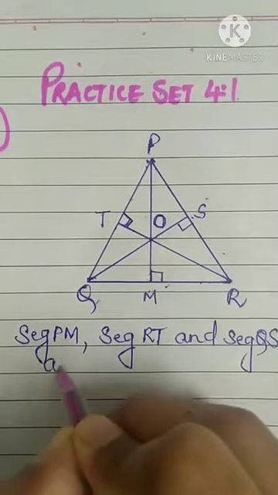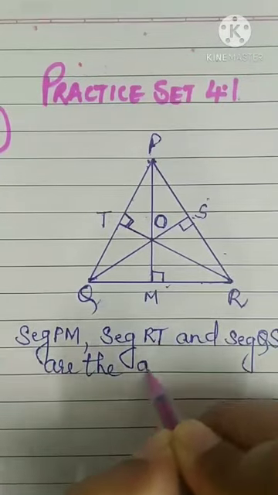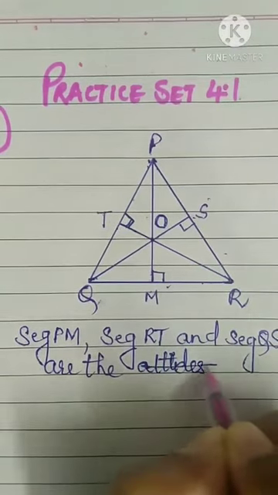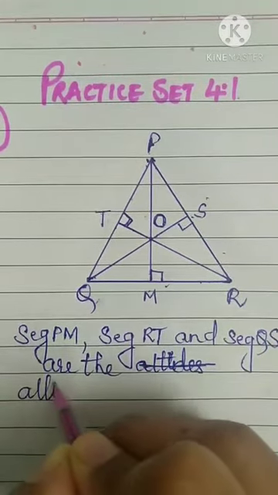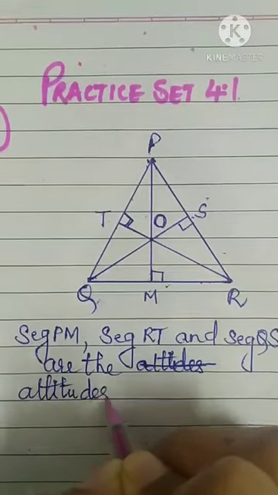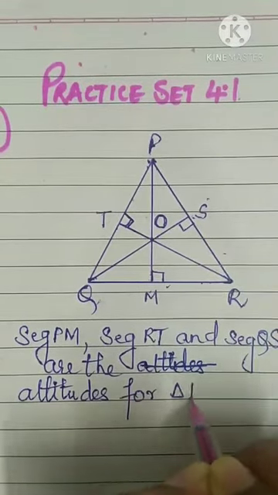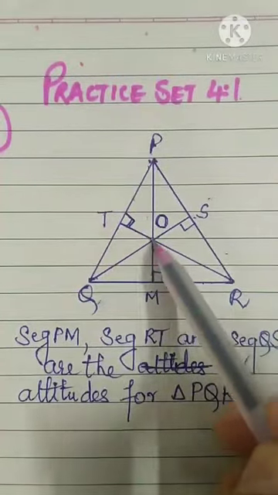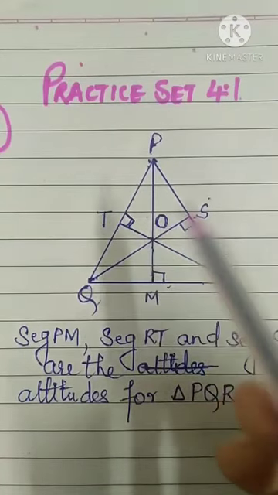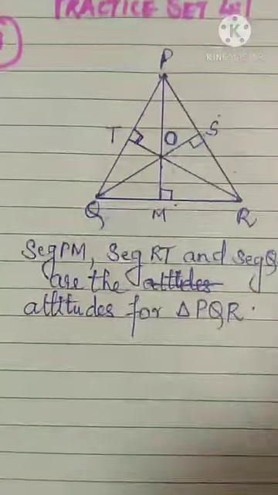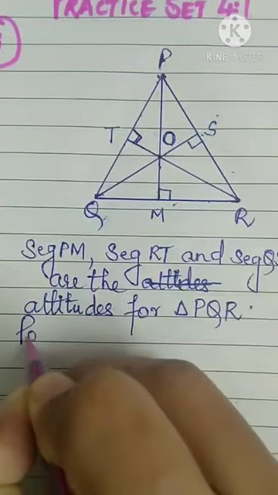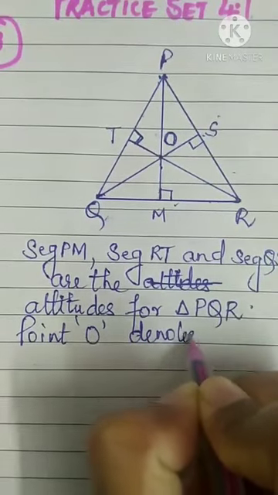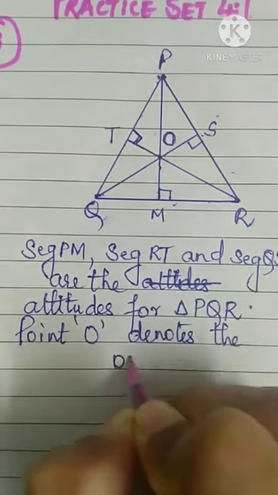Segment PM, segment RT and segment QS are the altitudes for triangle PQR, and where all the altitudes are meeting at a single point, this point of concurrence is called the orthocenter. That also you have to write. Point O denotes the orthocenter.